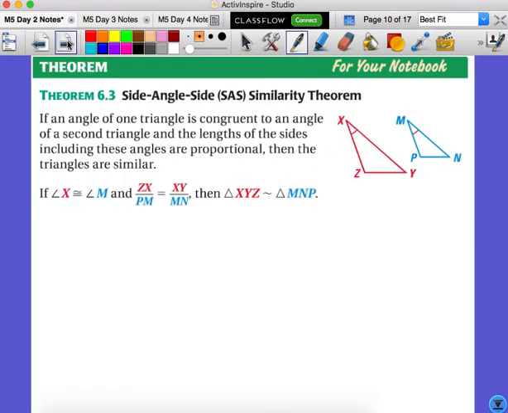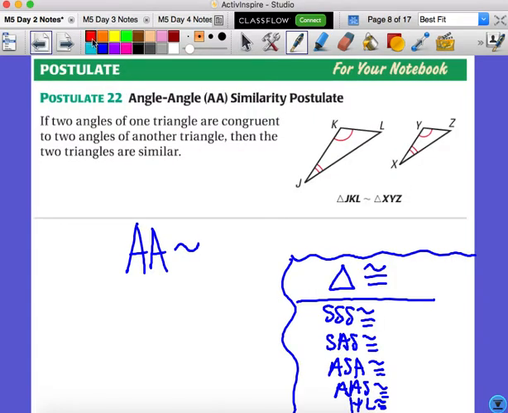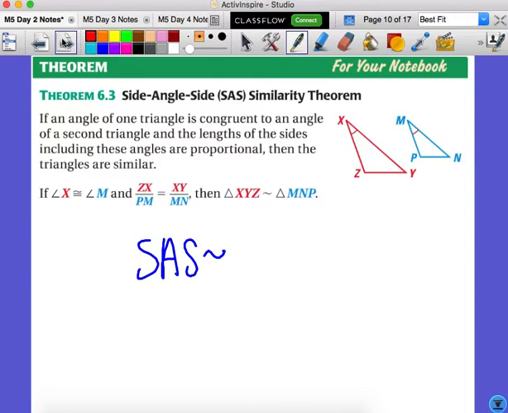Last but not least, we have side-angle-side similarity. And if you remember back to those congruencies, whenever we had that sandwiching effect with the angle in between 2 sides or the sides in between 2 angles, that meant we were referring to the included angle. And the same thing is going to be true here. So, in this particular example, we've got this angle is congruent to this angle. So our 2 sides would have to be that this side over this side equals this side over this one, so that we have that angle that's included between the 2 sides.